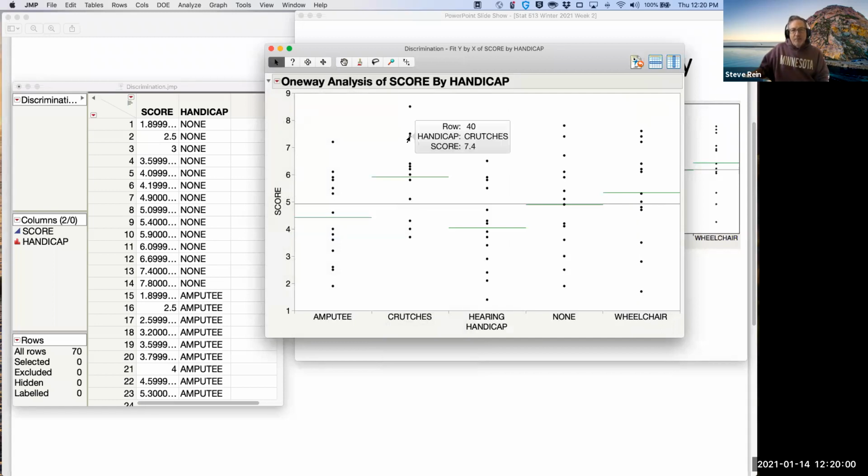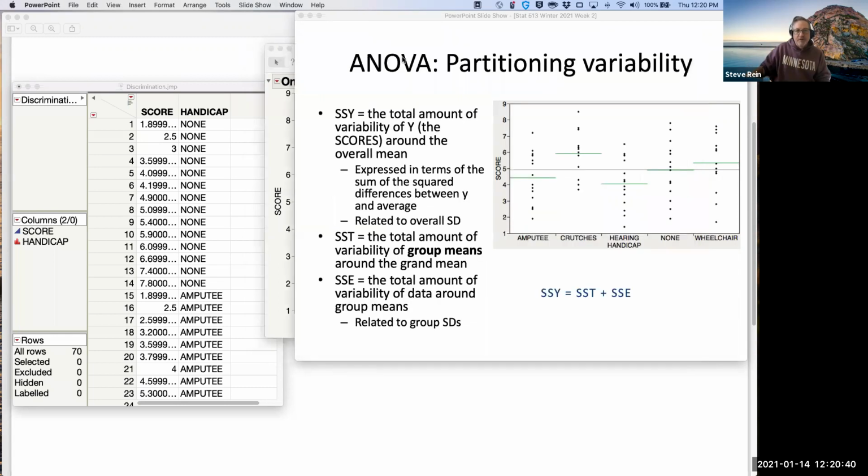Well, this same data point at 7.4 is compared to the average across all of them at 5.9. It's only 1.5 above average for its group, but its group average is 1 unit above the average for the scores given out. The notion that we really have here is the total amount of variability, the vertical spread of the data points regardless of which group they're in, can be broken into how much spread there is between the group averages and how much spread there is within each group. Again, we'll call that partitioning variability.